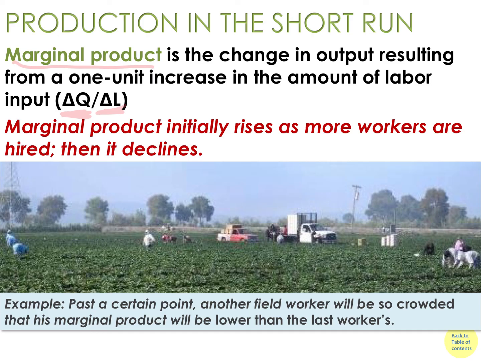And for most types of production in the short run, the pattern is marginal product rises for a minute and then it declines. There's a point beyond which adding one more worker will actually slow down everybody.